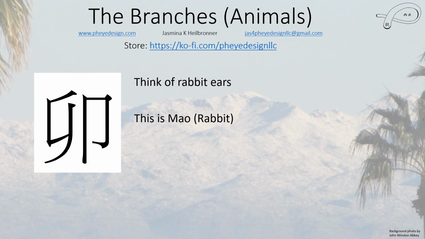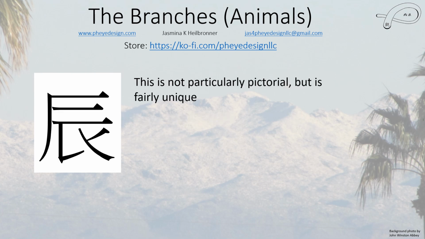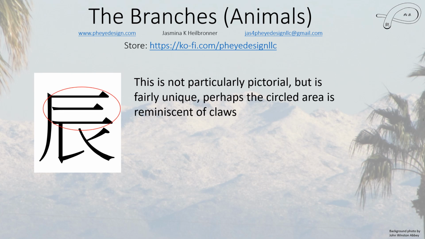Now, this to me is blatant. These are the ears of a rabbit. I mean, it's really hard for me not to see that. This one is not particularly pictorial, but it is fairly unique among the animals. So this one to me isn't too hard to pick out. But you could also say, well, this is kind of like claws. You could, or like you see it on something. This is where the claw marks are.